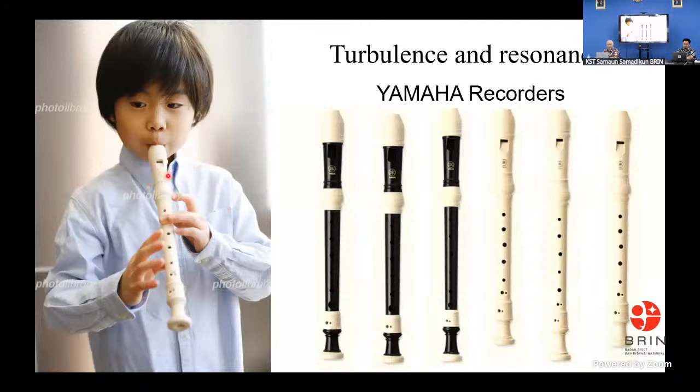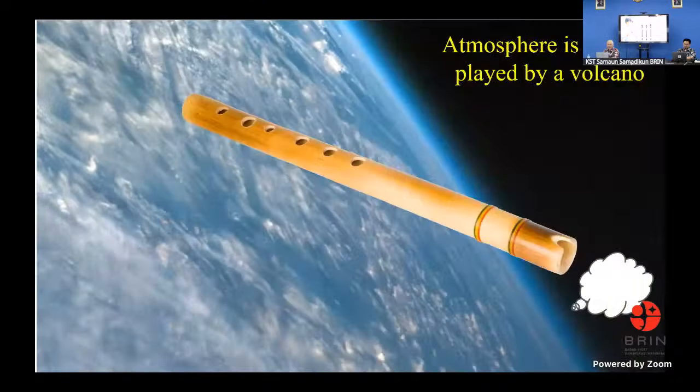So in Japan, in elementary school, boys and girls carry this to school and practice performing this recorder. So you can make different sounds by plugging or closing some of the holes in the tube. So the atmosphere is just like a flute, and it is played by volcanic eruption. So it has several different frequencies.